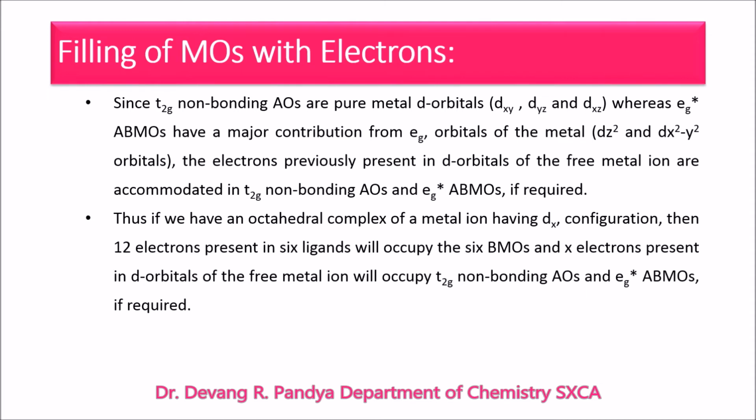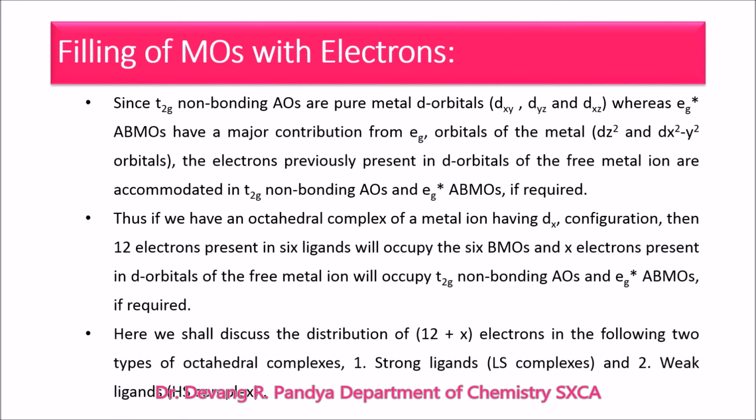Say for example, d1, then 1 electron is there. D2 configuration, 2 electrons are there. Similarly d10, 10 electrons would be there. So the electrons present in the d orbital of the free metal ion will occupy the t2g non-bonding atomic orbitals if it is only a high spin complex. But if it is low spin, along with t2g, it may enter into eg star, that is ABMO, and that is why I have written over here if required.